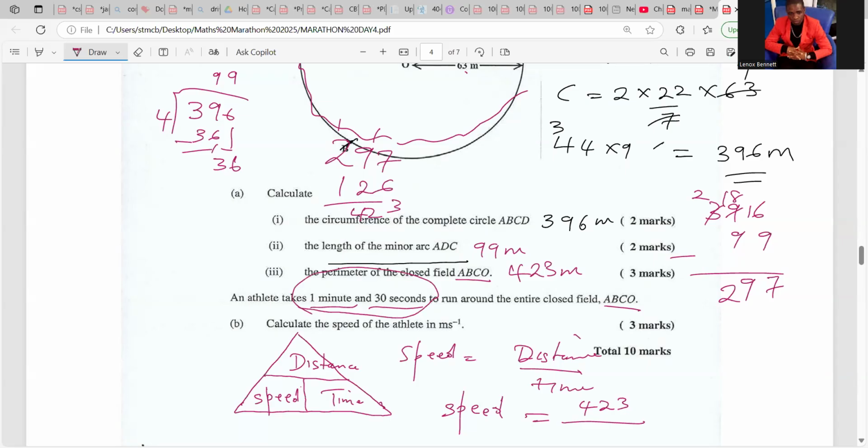So we're going to convert the 1 minute 30 seconds, which would have been 90 seconds, right? I'm going to get a calculator for this part. Here we go. So it's 423 divided by 90, which gives me 4.7 meters per second. 4.7 meters per second. And that concludes this part of it.